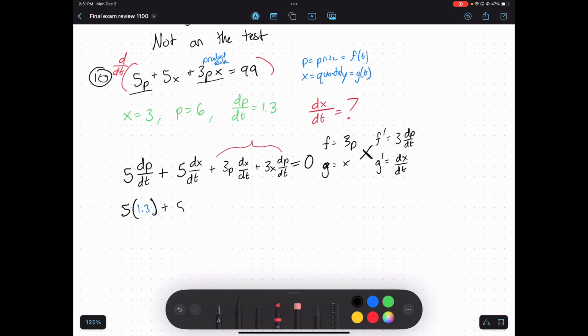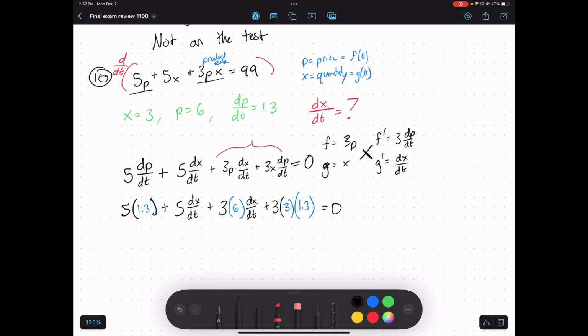Plus 5, do I know what dx over dt is? Not yet, that's what we're solving for. Plus, do I know what p is? Absolutely, p is 6. dx over dt, I also don't know what that is, so I'm going to leave that. Plus 3, do I know what x is? Yep, x is 3. dp over dt is 1.3. And that's set equal to 0.